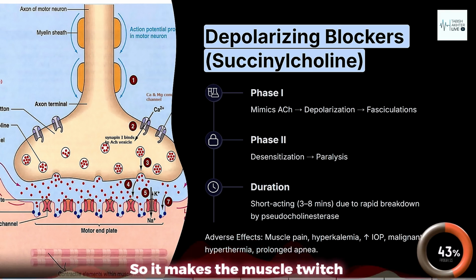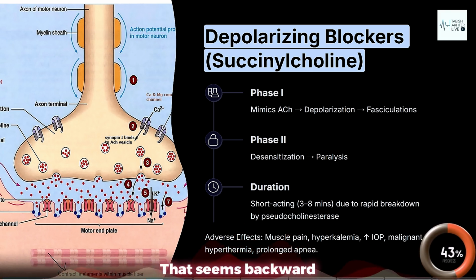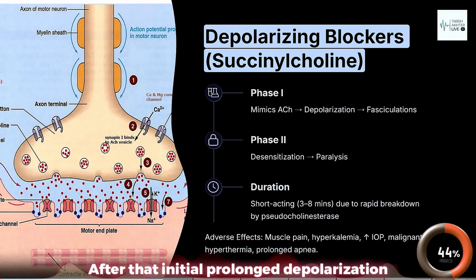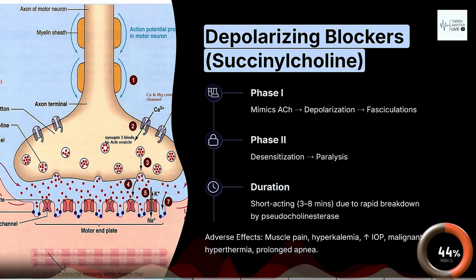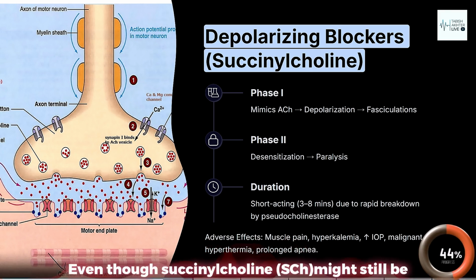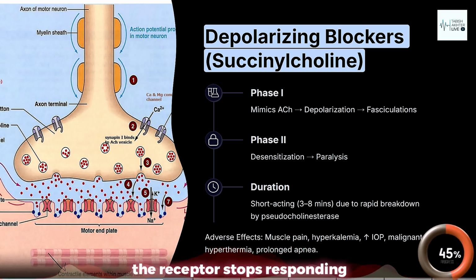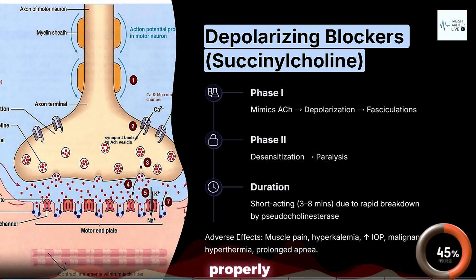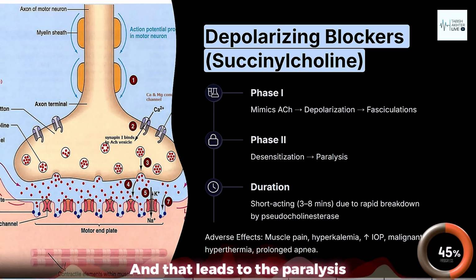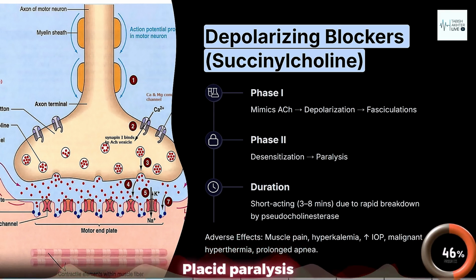So it makes the muscle twitch before it relaxes it. That seems backward. It does seem odd, doesn't it? That's phase 1. Then comes phase 2. After that initial prolonged depolarization, the muscle membrane sort of gets tired. It becomes desensitized. Even though SCh might still be there, the receptor stops responding properly. So it wears itself out in a way. Kind of, yeah. And that leads to the paralysis, the relaxation, flaccid paralysis.